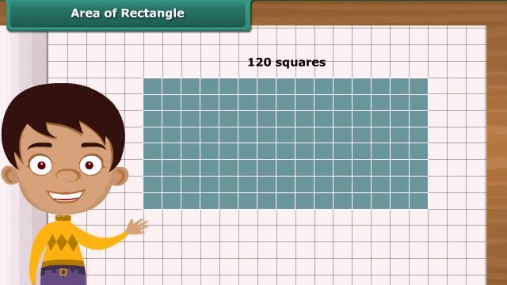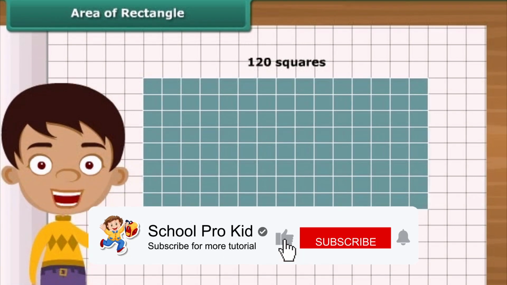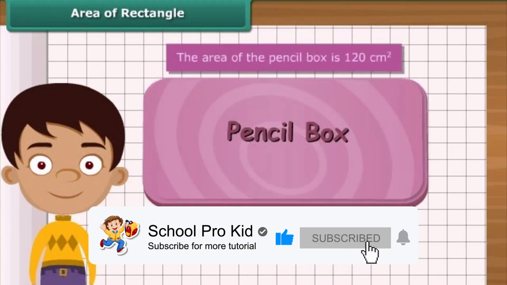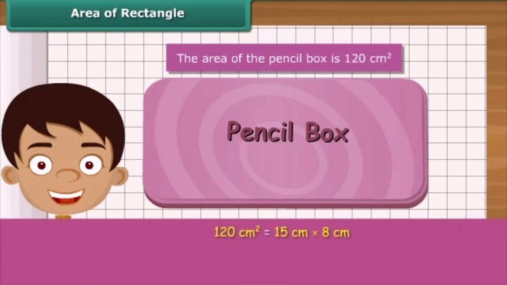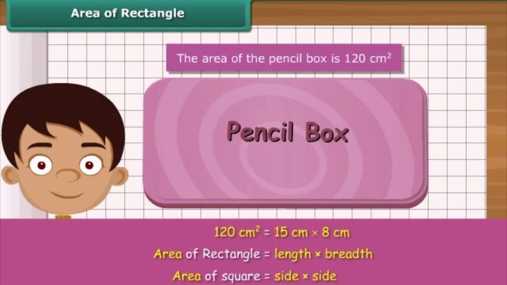Altogether, 120 squares have been arranged on the squared paper. It means the area of the pencil box is 120 centimeters square, which is 15 centimeters multiplied by 8 centimeters. So, we can generalize that the area of any rectangle is obtained by multiplying its length and breadth. Since a square is a rectangle whose length and breadth are equal, the area of a square is obtained by multiplying its side and side.